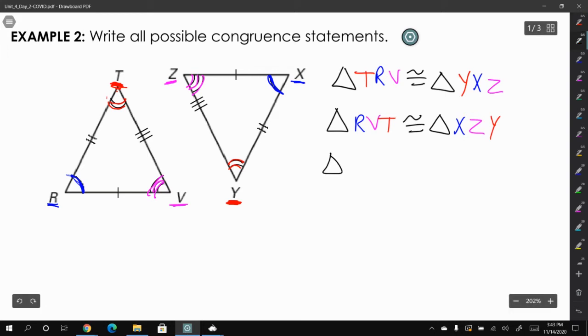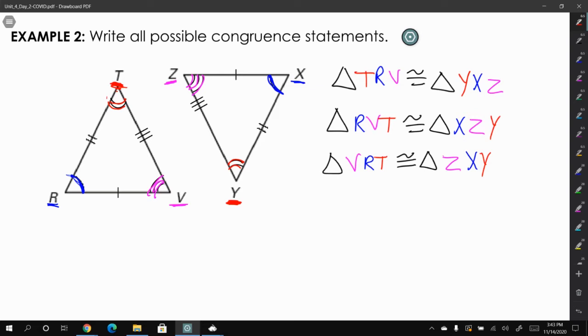Let's do one with V first. So V, R, T, and that is congruent to triangle... Well, everything should match still. So we'll start with Z, X, Y.